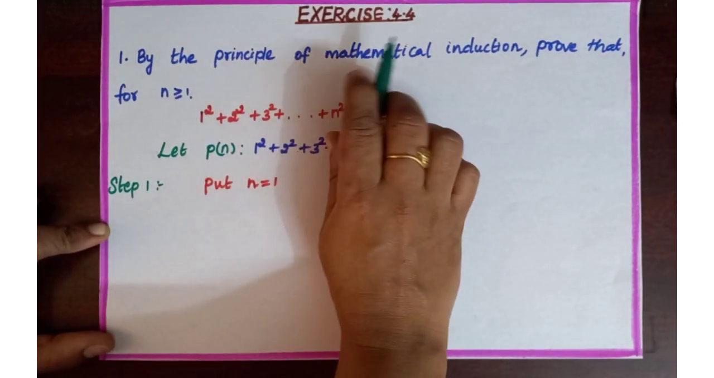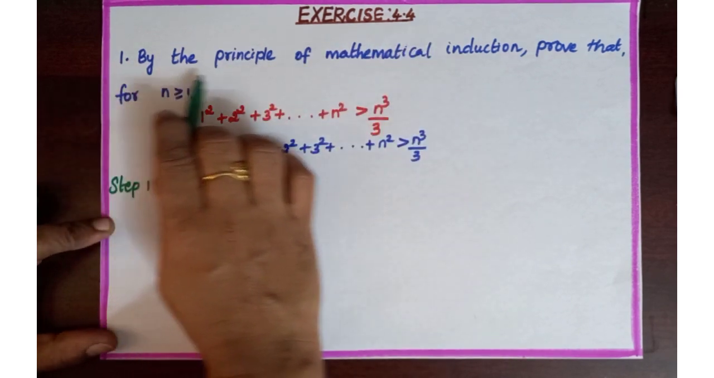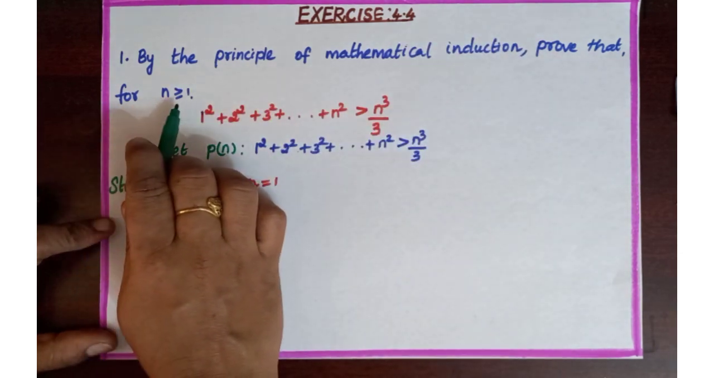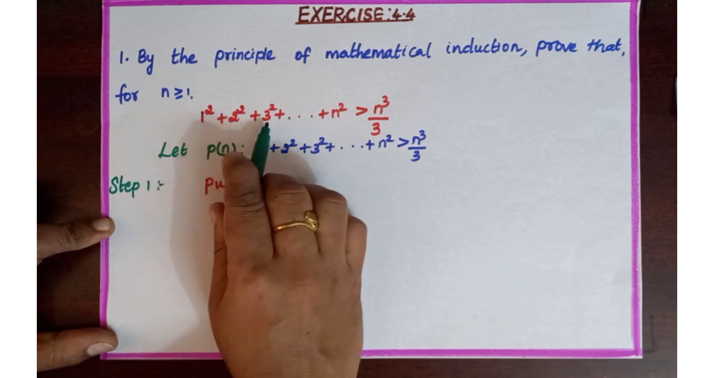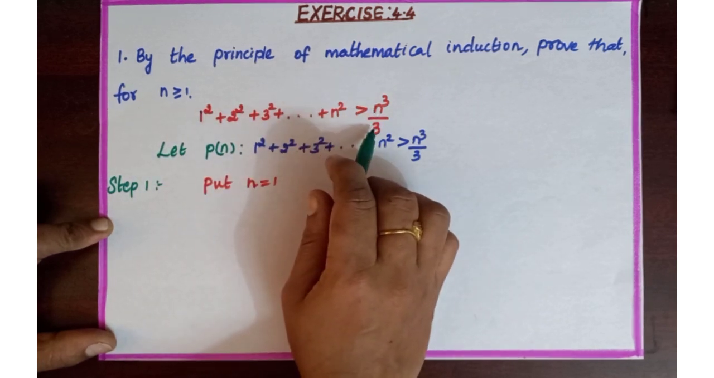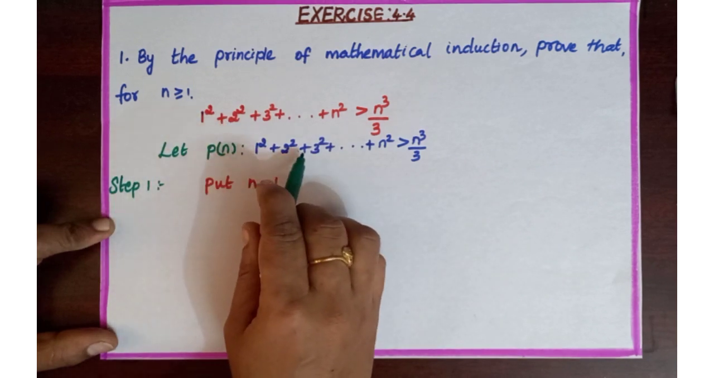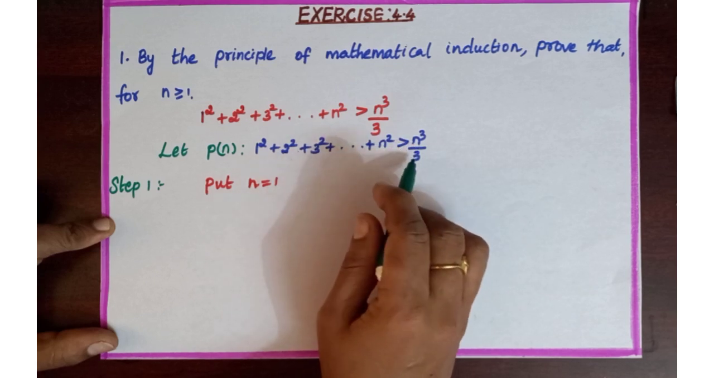Now we are going to see the remaining sums in exercise 4.4. First question, by the principle of mathematical induction, prove that for n greater than or equal to 1, 1 square plus 2 square plus 3 square plus dot dot plus n square greater than n cube by 3. So let us assume P of n is 1 square plus 2 square plus 3 square plus dot dot plus n square greater than n cube by 3.